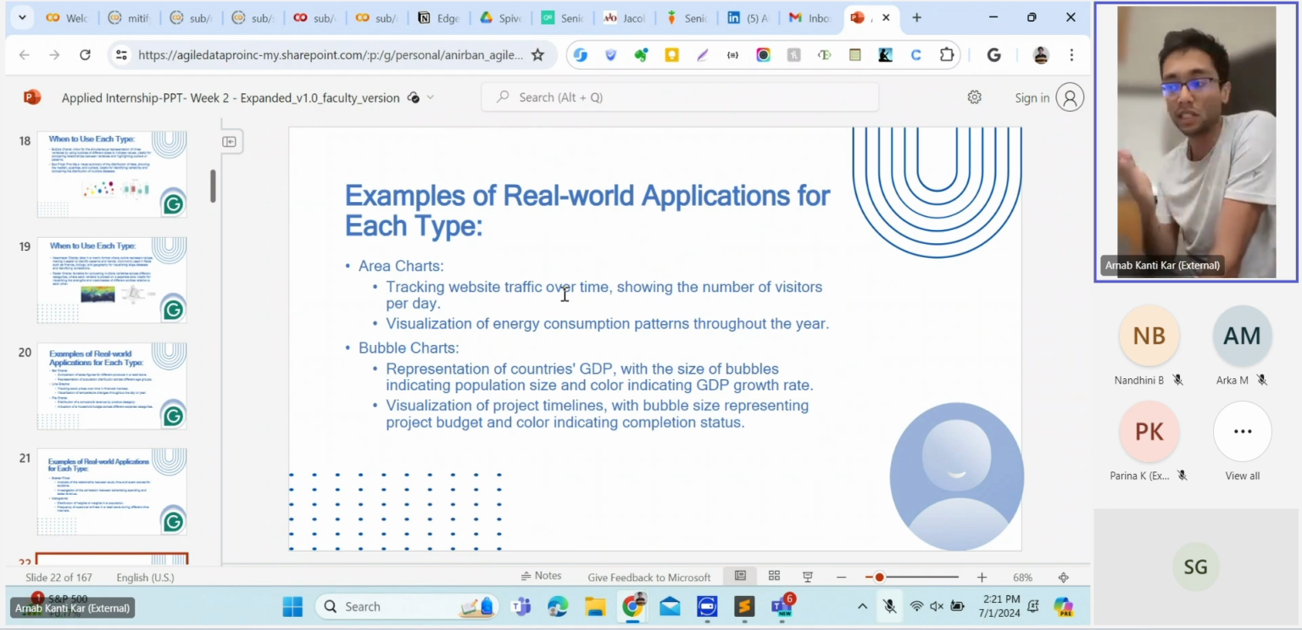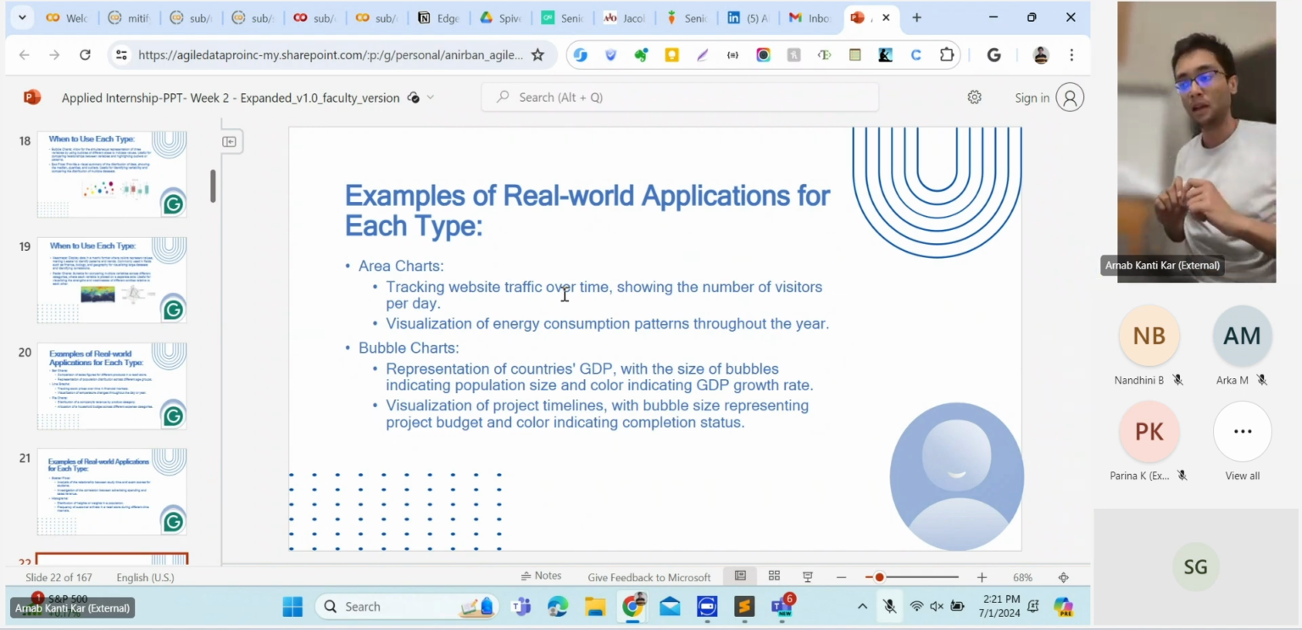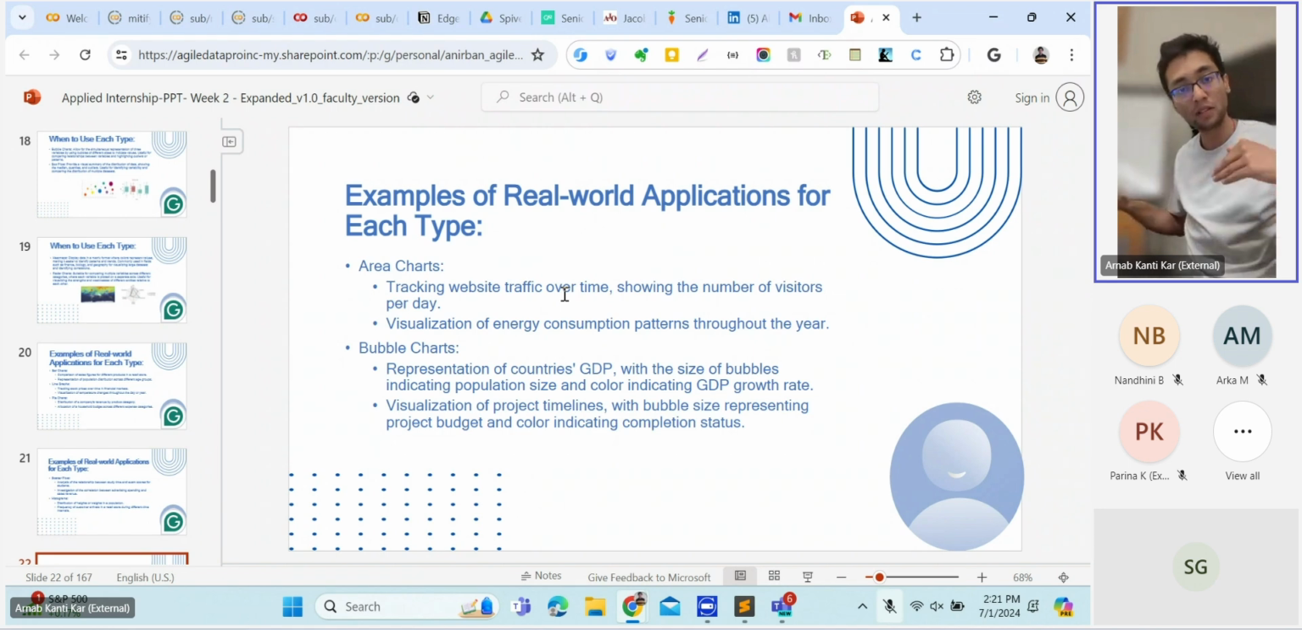So what can you change in a bubble chart? You can have the x-axis and y-axis. That's two ways of conveying information. The size of the bubbles is another way, and the color of the bubbles. So you can show four different kinds of information using bubble charts, which is why they're so powerful.